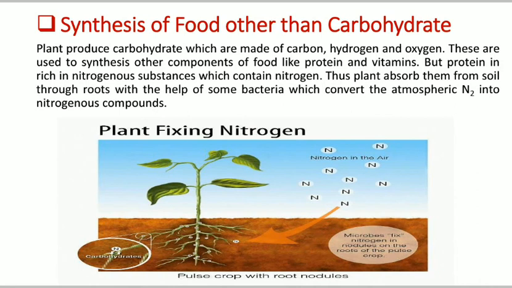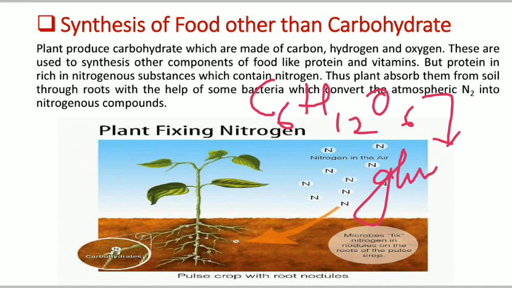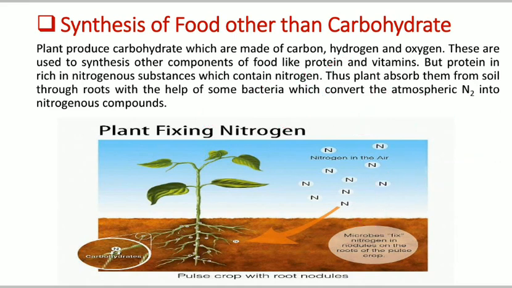First of all, synthesis of food other than carbohydrates. The plant produces carbohydrates which are made of carbon, hydrogen and oxygen. In the previous video I explained that with the help of photosynthesis, the plant produces food in the form of carbohydrate, that is C6H12O6, which is also known as glucose, right? So this mainly contains what? Carbon, hydrogen and oxygen. That's why they are known as carbohydrates. These are used to synthesize components of food like proteins and vitamins.